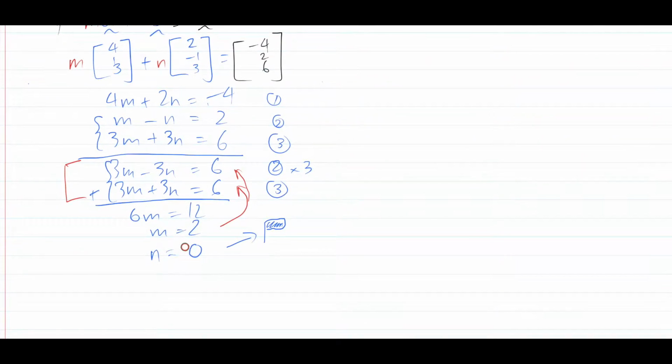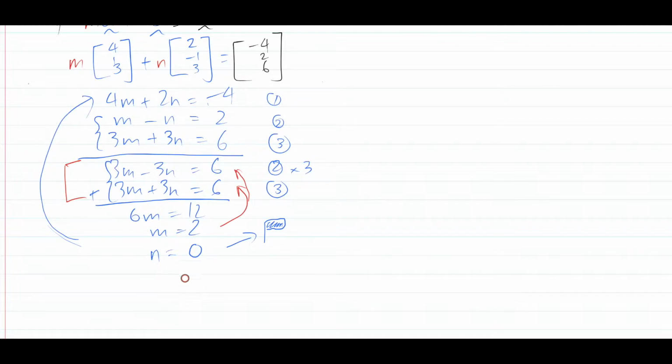Okay, n equals 0. But of course, let's just say n wasn't equal to 0 and you got n equals 2. That also doesn't necessarily mean that, oh, I've got m and I've got n. That doesn't mean that your set of vectors are linearly dependent. So you need to sub into the third equation as well to see if it fits.